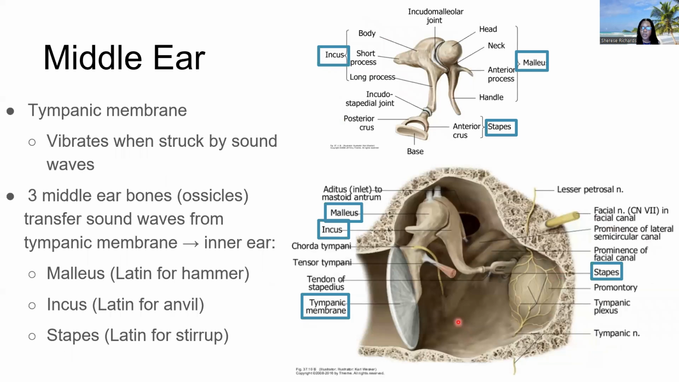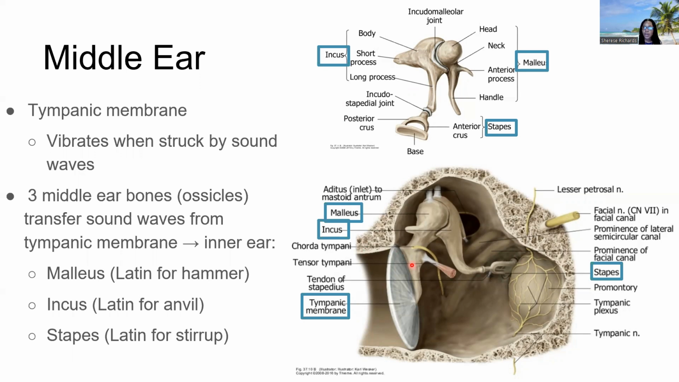That leads us into the middle ear, a much smaller, confined space here, which is bordered by the tympanic membrane on the lateral aspect. And then we have the actual skull pressed against the ossicles on the medial aspect. So the tympanic membrane picks up those vibrations and transfers those vibrations to three bones in the middle ear that we refer to as the ossicles.